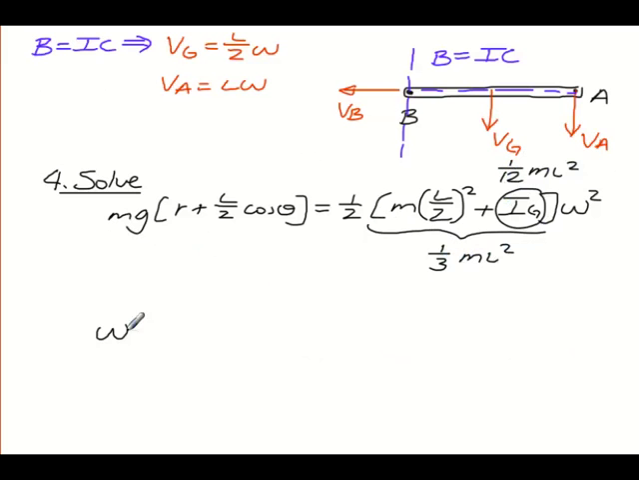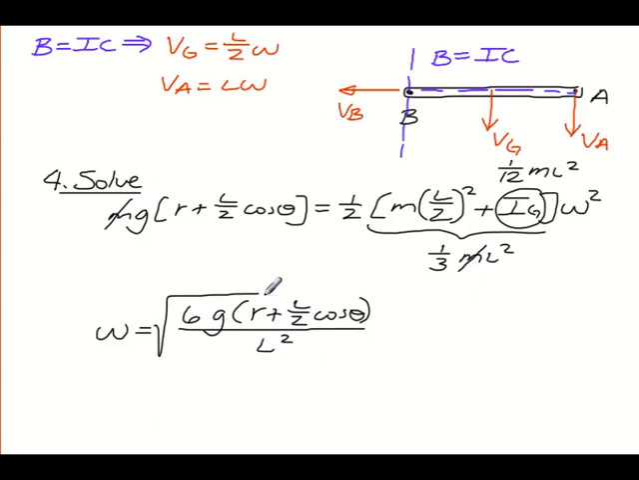So we have omega for the bar at position 2 is going to be equal to, what, we can cancel out the m's. It's going to be equal to the square root of 6g times R plus L over 2 cosine theta, divided by L squared. And as we found above, VA then is equal to L omega. So once we know the omega for the bar, we have VA.